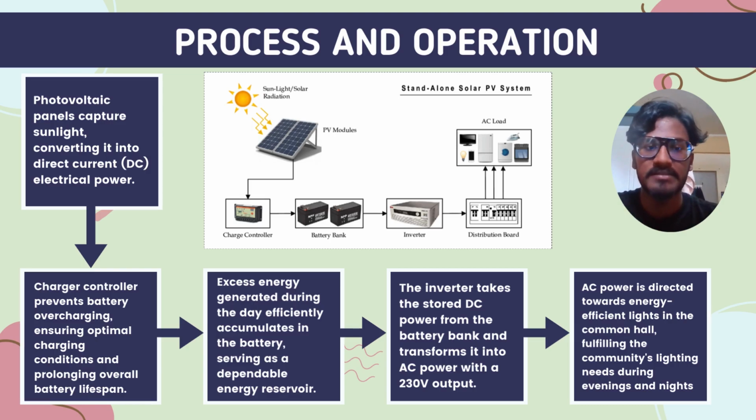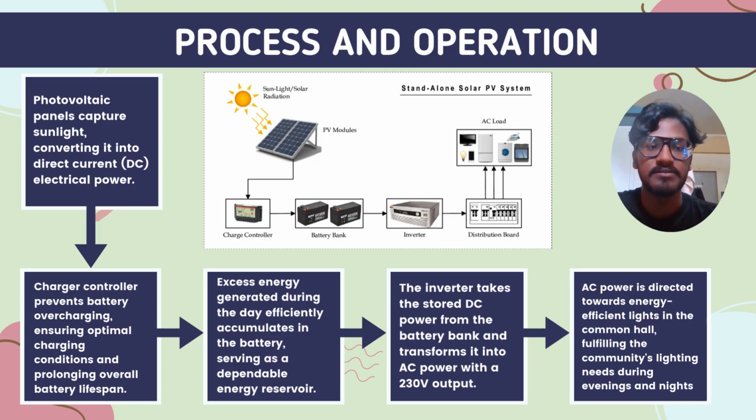With the charge control mechanism in place, excess energy generated during the day efficiently accumulates in the battery, serving as a dependable energy reservoir. This stored energy becomes a reliable source, providing continuous and stable power during periods of low or no sunlight, addressing the energy needs of the community. So to meet the specific power requirements of the rural village common hall, the next step involves converting DC power into alternating current, which is AC current.